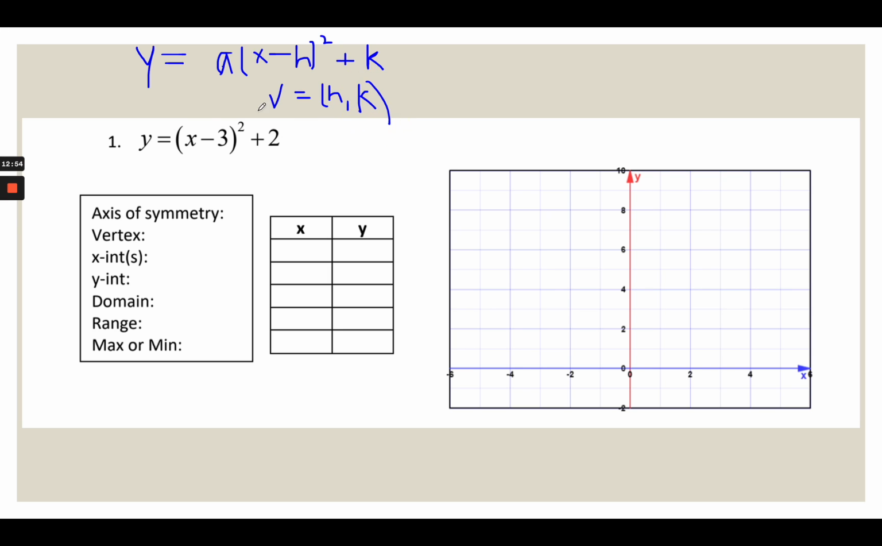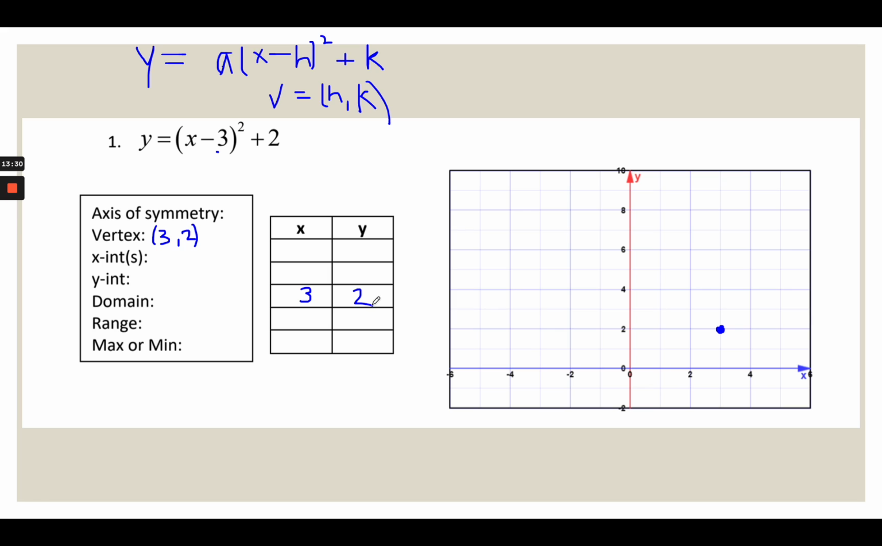So looking here, our vertex, our h is 3, not negative 3, it's a positive 3, comma 2. So we're going to plot our vertex on our graph. So we go over to 3, up to 2. Now we are going to plug in some points, okay? So vertex, we have 3, here we have 2.